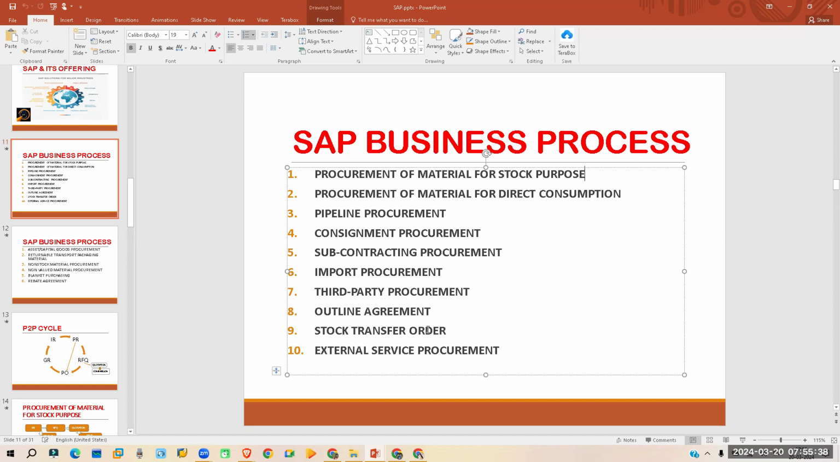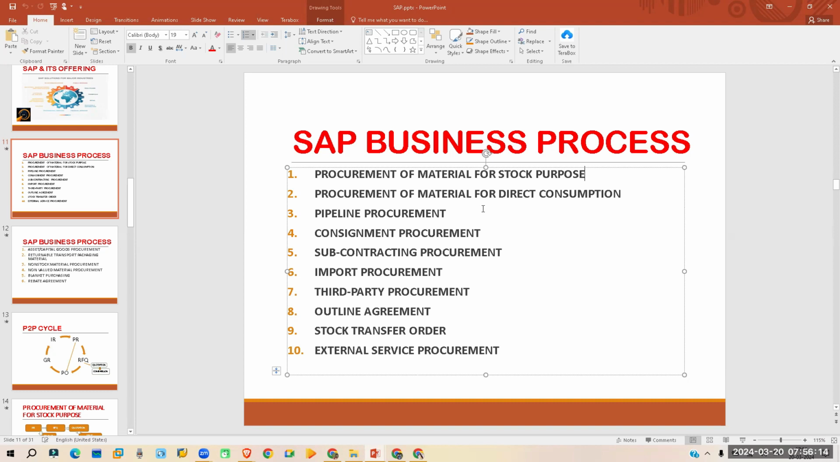This is most important, and whenever you are going to the interview, they will be asking you these questions. Okay, what is the consignment procurement, what is the subcontracting procurement, what is a third party procurement, how outline agreement will work, how stock transfer order will work. They will be asking these questions to you. So it is the starting time. First understand the business concept, then we will be going into the flow, how the flow will work, how the process will work.